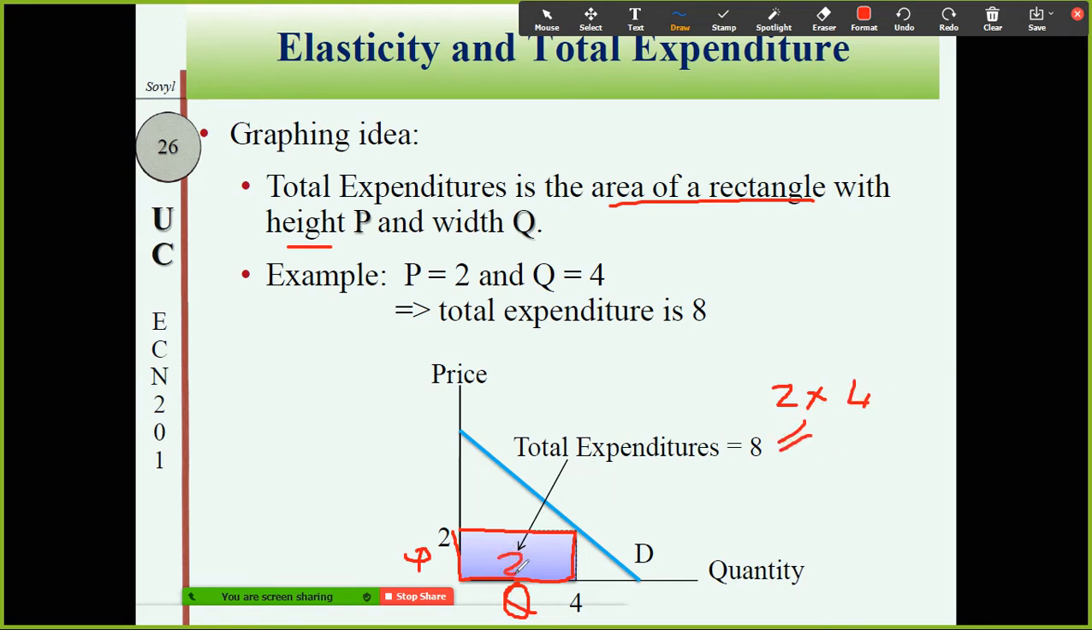Okay, the total amount spending is $8 or 800 or 8,000. It depends on the unit of quantity, or it depends on the unit of price. If the price is $2, they buy 4 units, only $8. If the price is 20, they buy 400. That's why it could be 8,000. So it depends on the unit of price and the unit of quantity. But in this case, we just see $2 and 4 units. That's why total expenditures by the demand side or buyer side in this market is only 8.